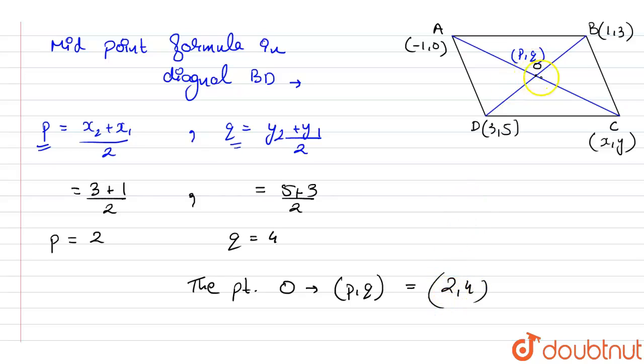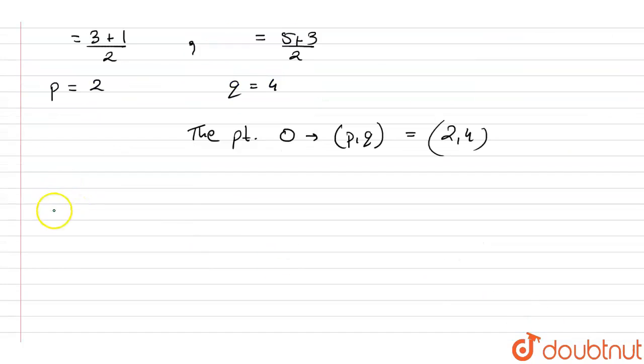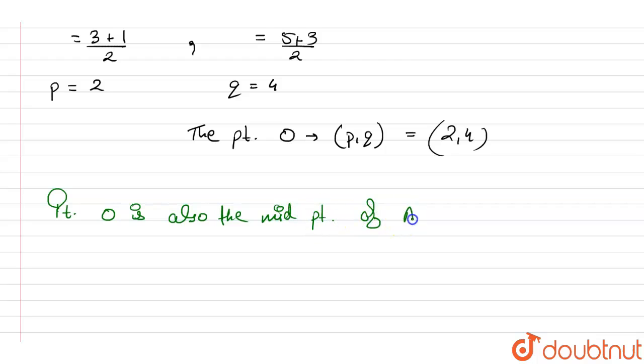But this point 2, 4, that is point O, is also the midpoint of diagonal AC, because diagonals bisect each other in a parallelogram. So this particular point O is also the midpoint of AC. If we apply the midpoint formula in AC, P is equal to x2 plus x1 divided by 2, comma, Q is equal to y2 plus y1 divided by 2.